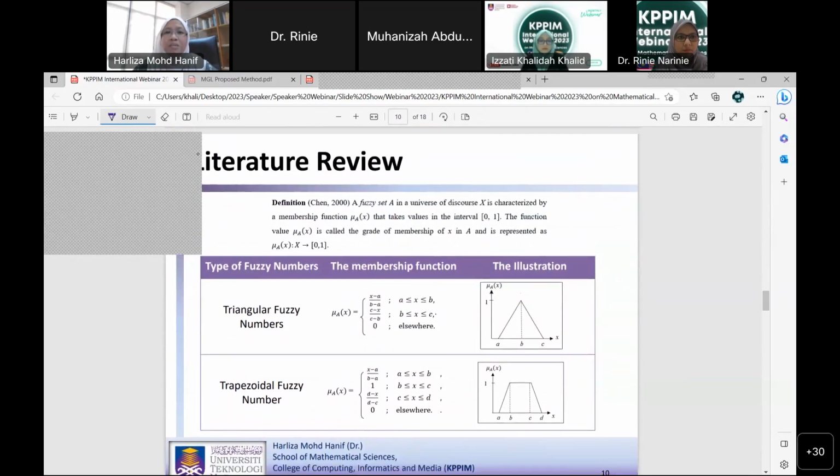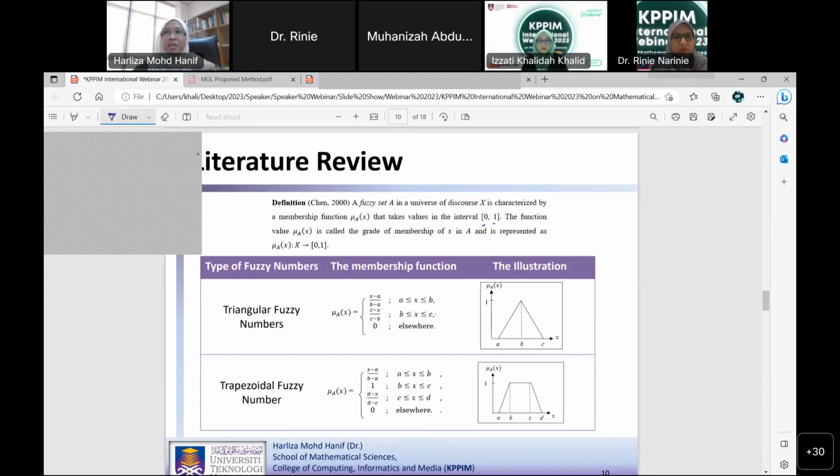By all means, a fuzzy set in a universe of discourse X is characterized by a membership function mu A(x) that takes values in the interval from 0 to 1. Before we proceed, let me explain what fuzzy numbers are. Fuzzy numbers are where we're trying to eliminate the sharpness of the evaluation, say a yes or no. So fuzzy numbers eliminate that sharpness. They give the membership for each of the evaluation.